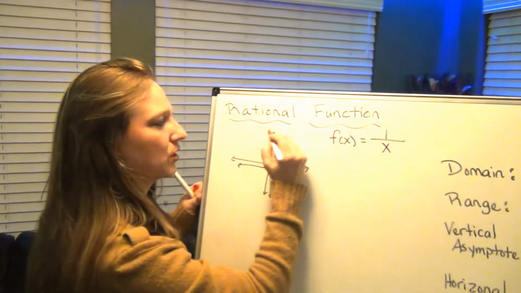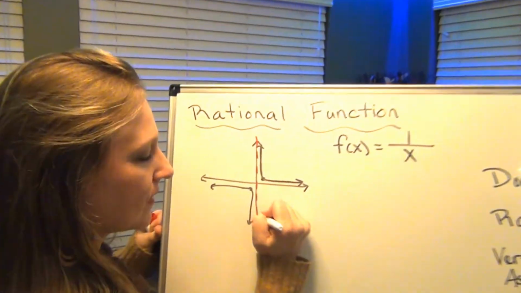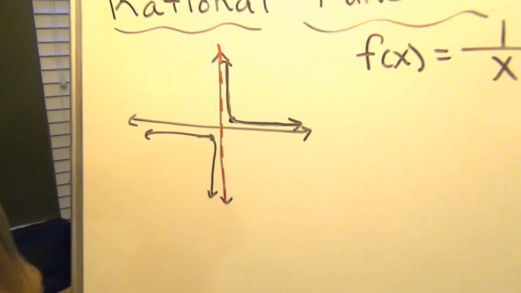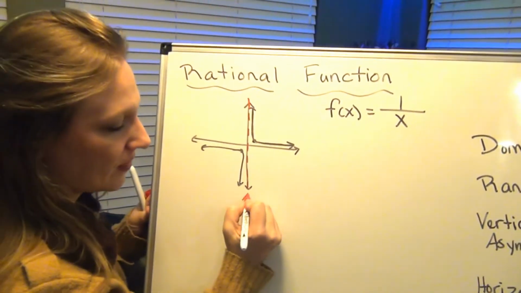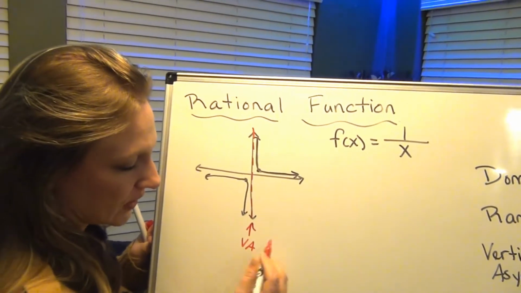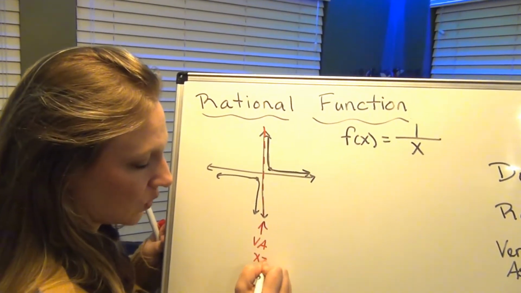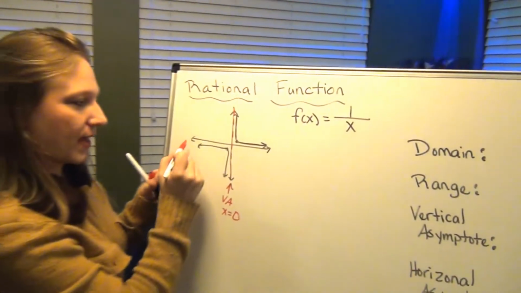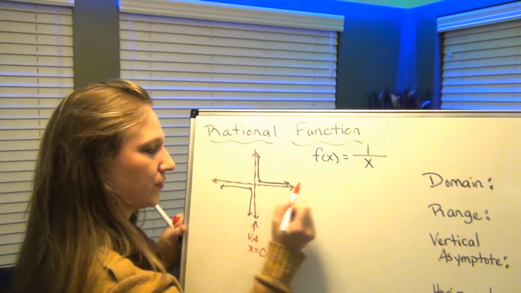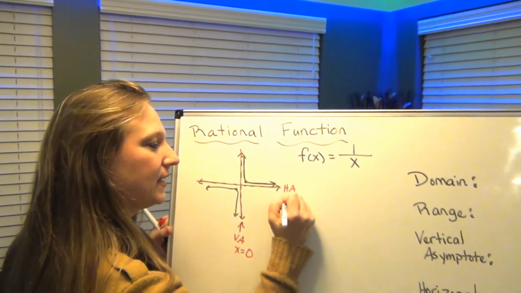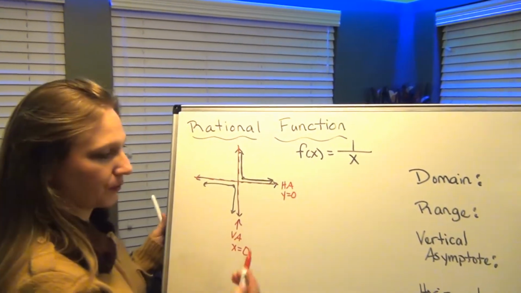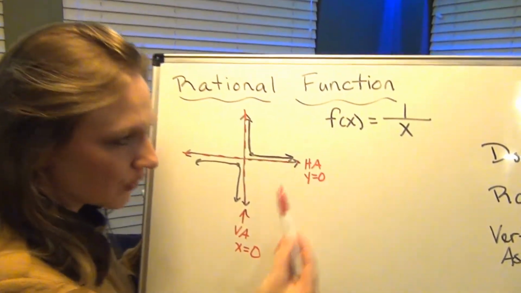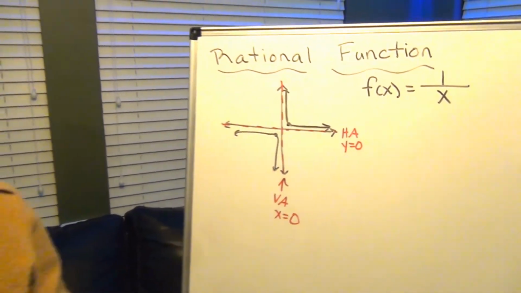An asymptote is an invisible line that you can see the graph is getting closer and closer and closer to, but never quite touching. This vertical asymptote right here is at x equals 0. We also have a horizontal asymptote on the parent function, and it is at y equals 0. So this graph will get closer and closer to it, but never quite reach it.